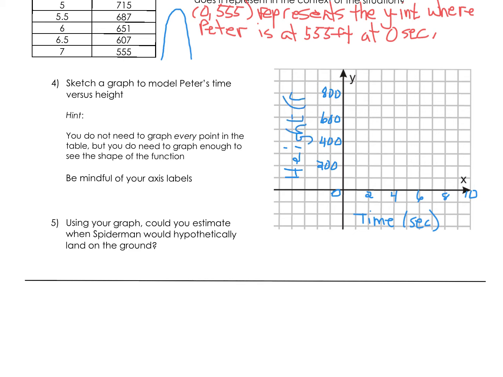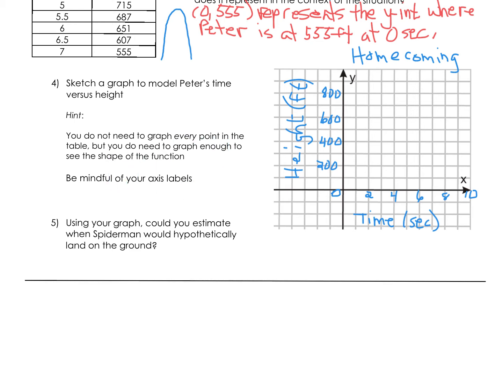And that's in feet. I'm going to shorten the title of this to just Homecoming. Peter Parker's Homecoming. Okay. So let's plot our points. So notice here that it says you do not need to graph every point.